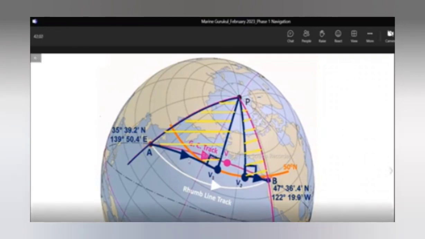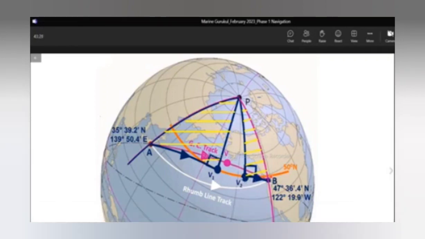Now if you look carefully, beta, the third leg of our passage, V2 to B, is again a totally different track. It is not matching with the initial great circle track, the pink color great circle track. And it is also different from the blue color track A V1. So it's a totally separate and independent track passing from point B and having its vertex at the limiting latitude.